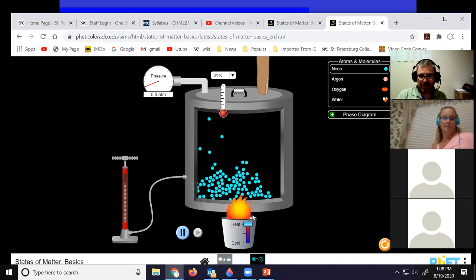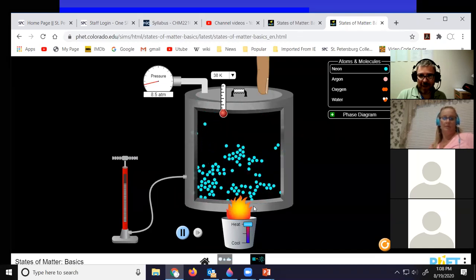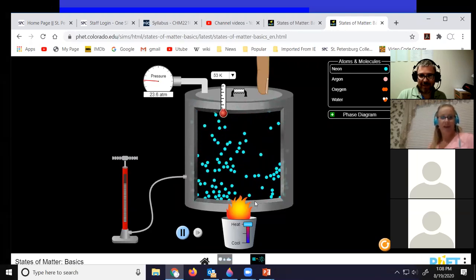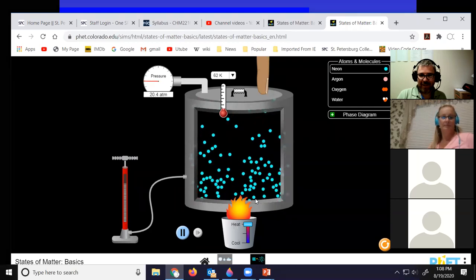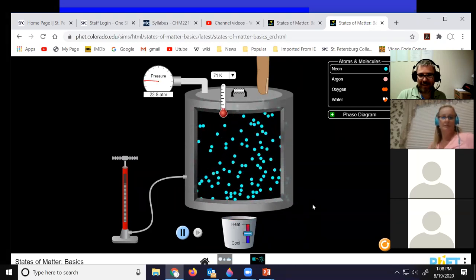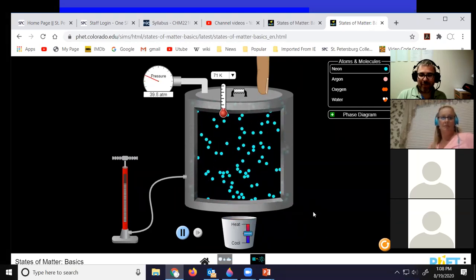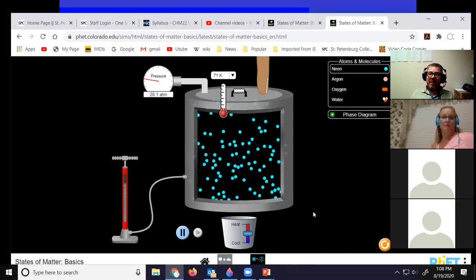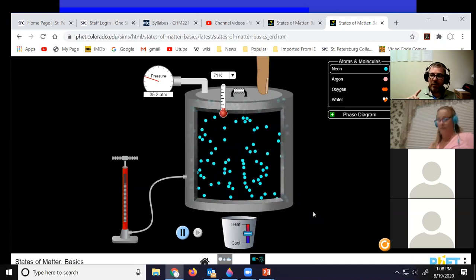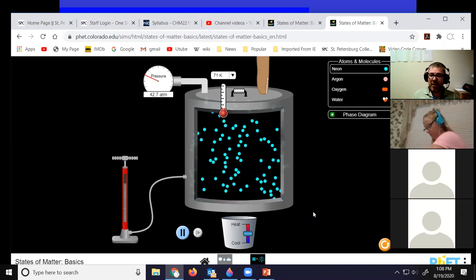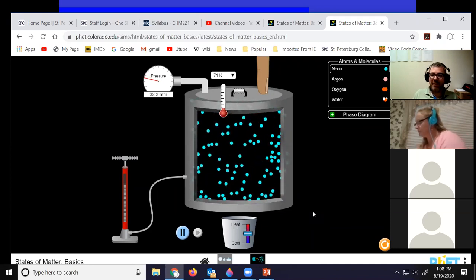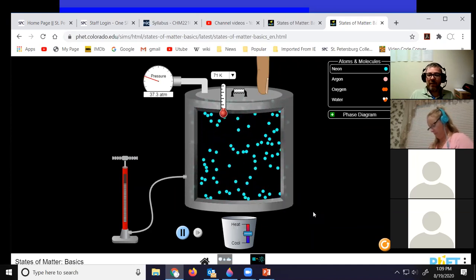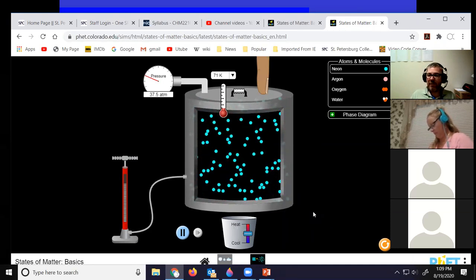Heat it up a bit more. Let's see what happens. There you go. Look at that. So that's gas. Now, what's the difference between liquid and gas? In a liquid, the molecules are all touching each other. There's some contact between them. But look at the gas. No contact. Sure, they bounce off each other, but that's a clear difference between the gas phase and the liquid phase.